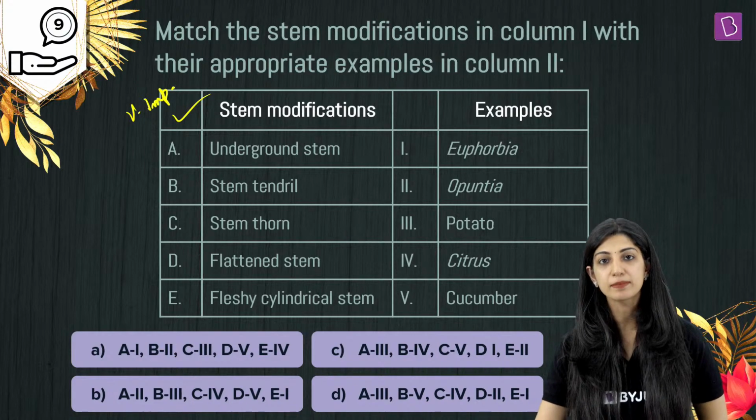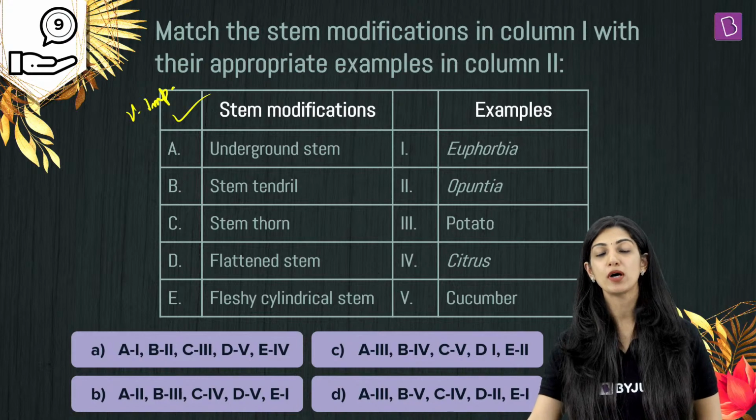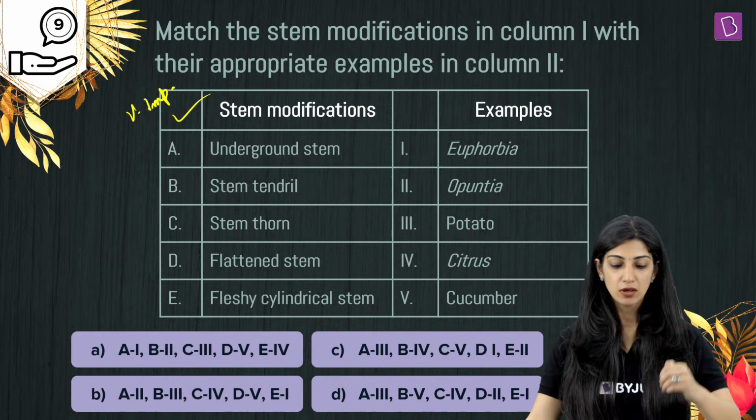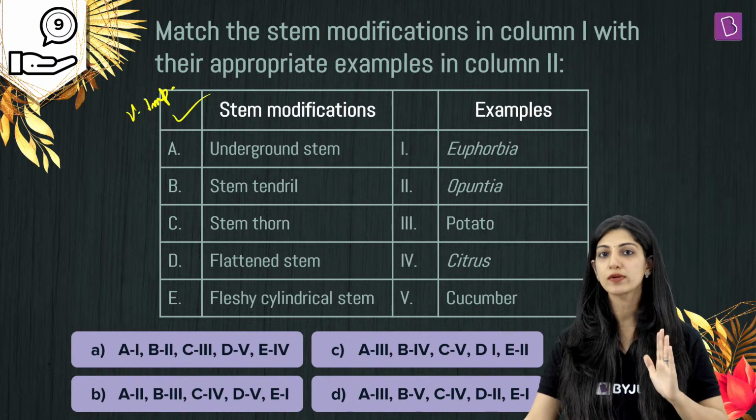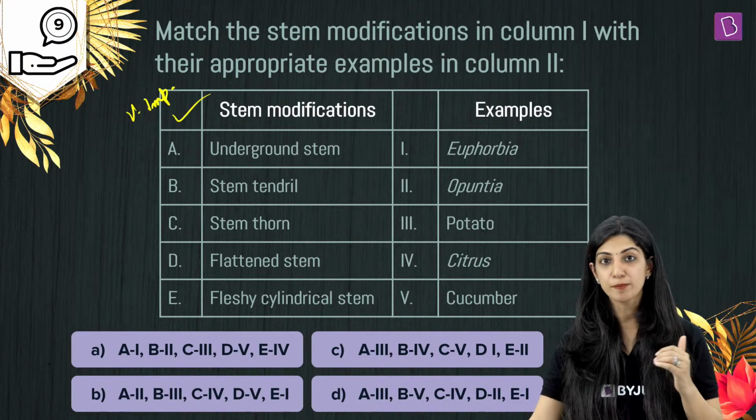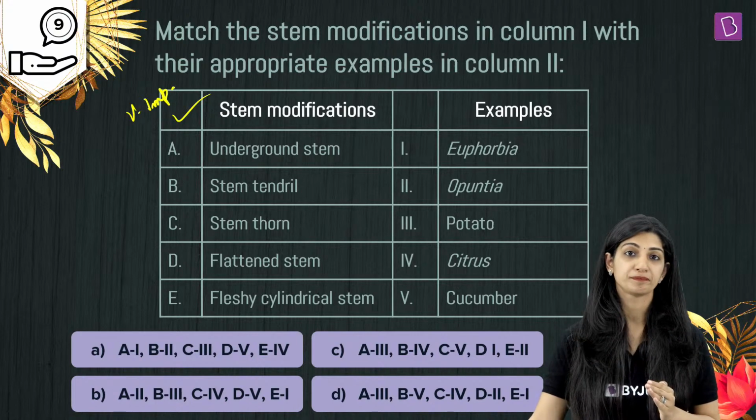Don't get scared of the examples. The examples given in your NCERT textbook are super important. We'll do that. Now, underground stem, stem tendril, stem thorn. Stem thorn you have heard a little from me, ma'am, at the start of the class when we studied cactus. Flattened stem, you have heard this also.